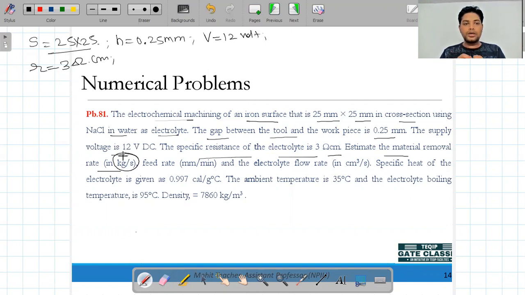देखिए अभी तक हम लोग generally gram per second में calculate करते थे, but right now it is asking that in kg per second.